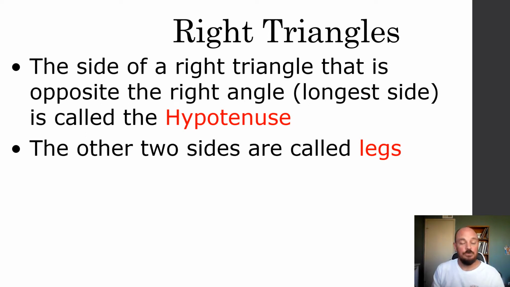Now the other two sides are just called legs. We don't have separate names for them. They're just both the legs. So every right triangle has one hypotenuse. That's very important, opposite the right angle. The other two we call legs.